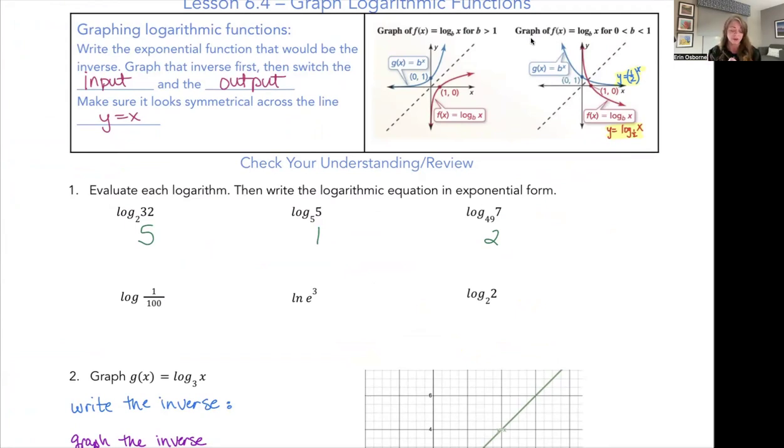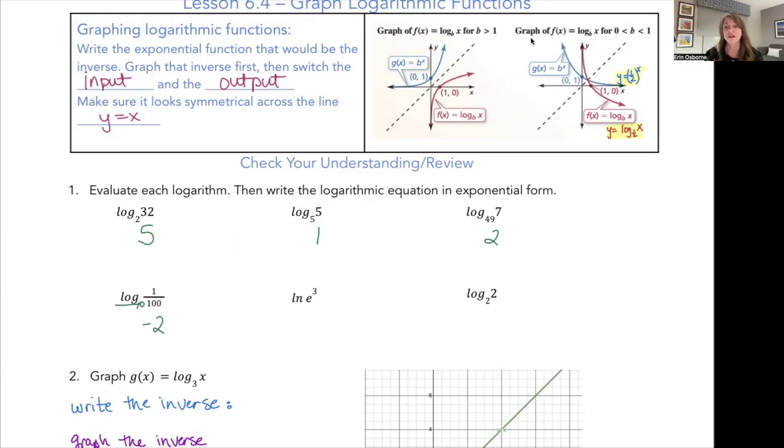The next row, we have to remember that the common log, when you don't see a subscript, means that it is log base 10. So 10 to the what, making a 1 over 100, has to be a negative exponent, and 10 squared is 100, so it has to be a negative 2.